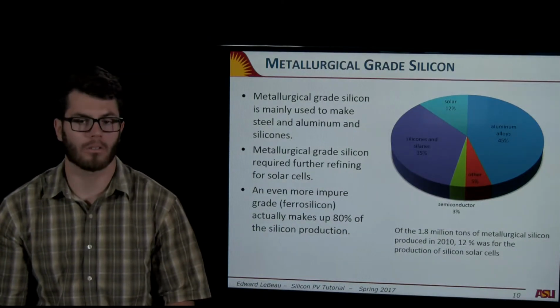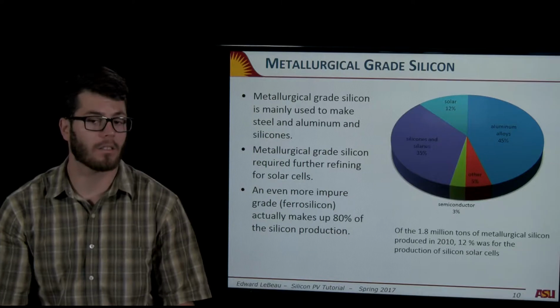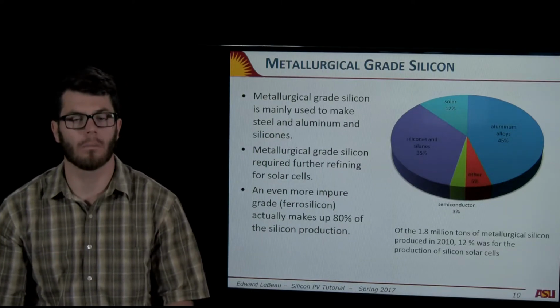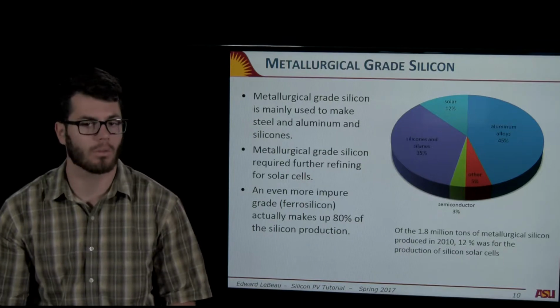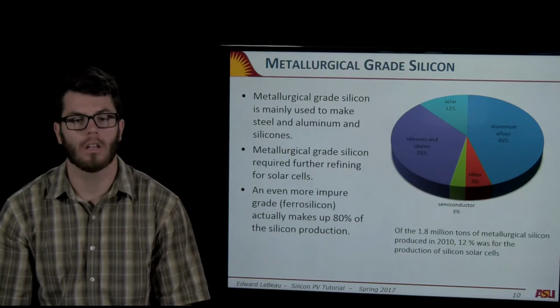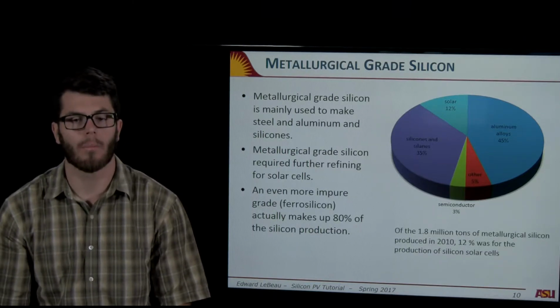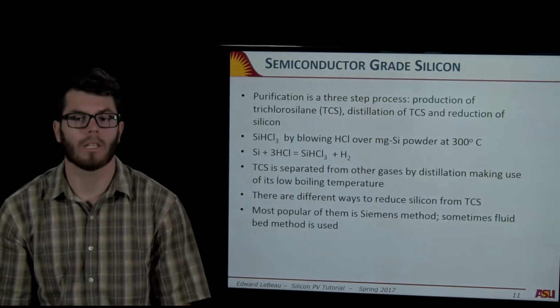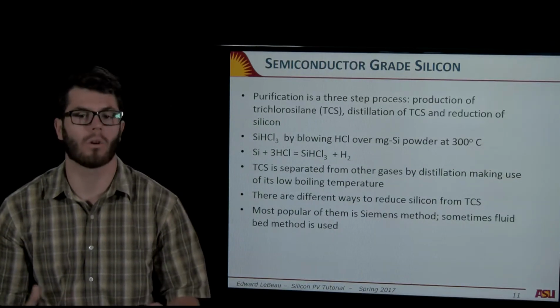So what do people use metallurgical grade silicon for? I said it isn't going to be used for semiconductors, although a little bit of it is used for semiconductors, a little bit of it is used for solar, because metallurgical grade silicon is quite a bit cheaper than semiconductor grade silicon. But it's largely used for steel and aluminum silicones and things like that. But to get to semiconductor grade silicon, we need to purify it even more.